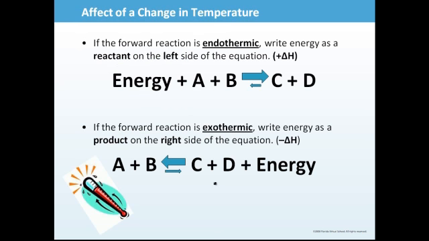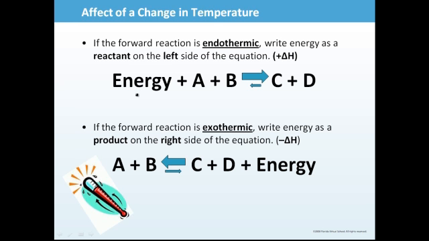Now let's look at temperature. Before we look at how it shifts, we need to look at where we place energy in balanced equations. If the forward reaction is endothermic, which we learned back in Module 6, then the energy is a reactant, and we write it on the left side of the equation. Remember, endothermic means energy is entering the system, so that means it's being added, so it goes on the left side of the equation.